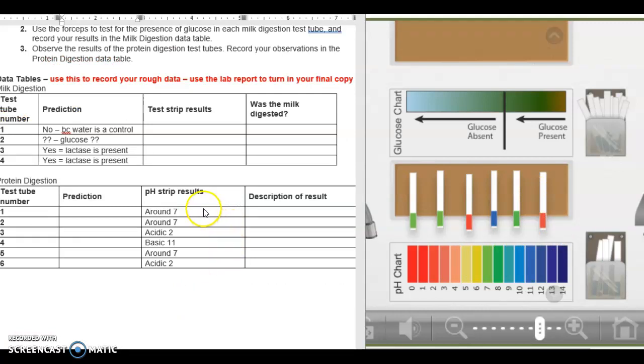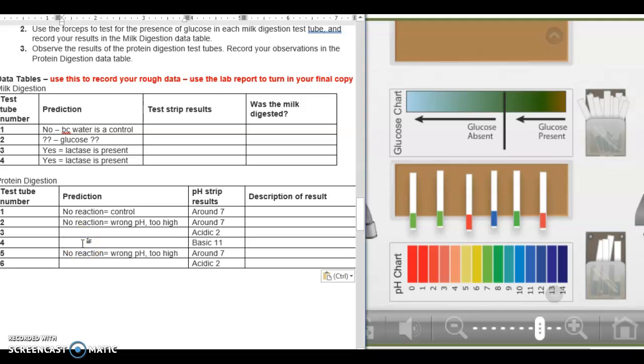So I've put the pH strip results already in our column down here at the bottom of the page. All we have to do at this point is add predictions. So the first test tube only being water, I would predict there won't be any reaction, no breaking down. So I'm just going to say no reaction because it's a control, right? The second and fifth are also the same pH. So remember, it has to be the right pH and it has to contain the enzyme pepsin.